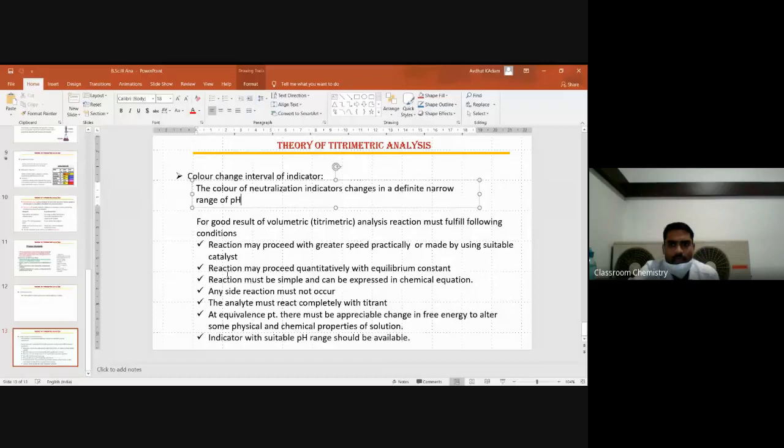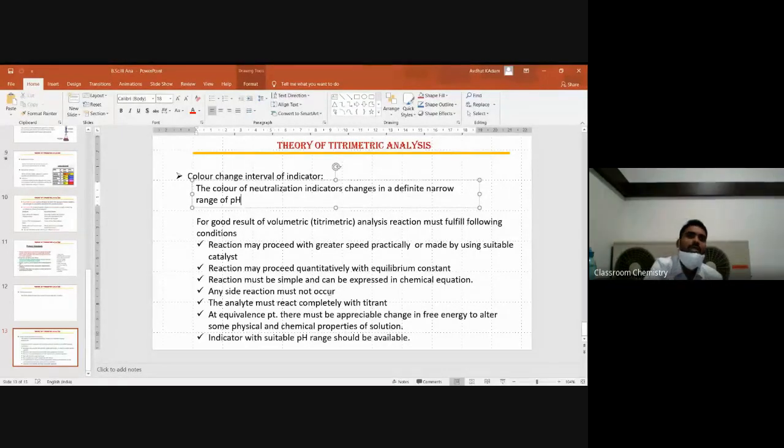Then the next point is the reaction may proceed quantitatively with an equilibrium constant. That is, we see equivalence point and end point. The reaction must proceed quantitatively with a specific equilibrium constant. Reaction must be simple and expressed in a chemical equation. Any side reaction must not occur.